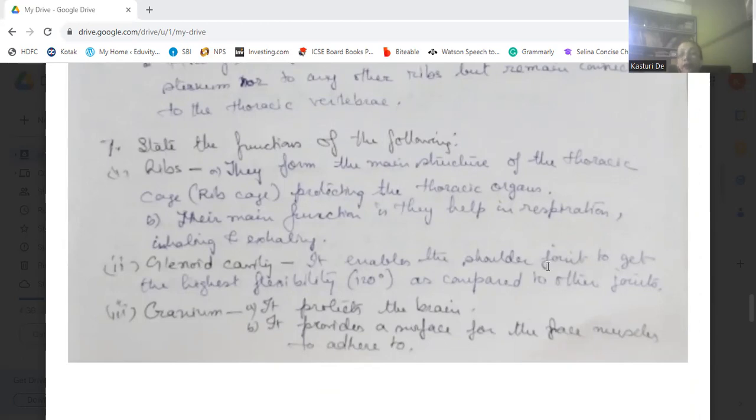The glenoid cavity enables the shoulder joint to get the highest flexibility, that is 120 degrees, as compared to the other joints. At the glenoid cavity, the shoulder joint is a ball and socket joint, and the humerus can move about 120 degrees as compared to the other joints. The cranium protects the brain. It provides a surface for the face muscles to adhere to.